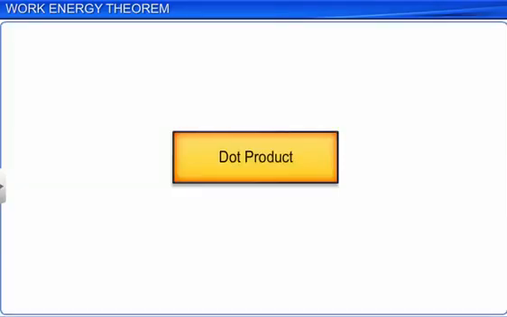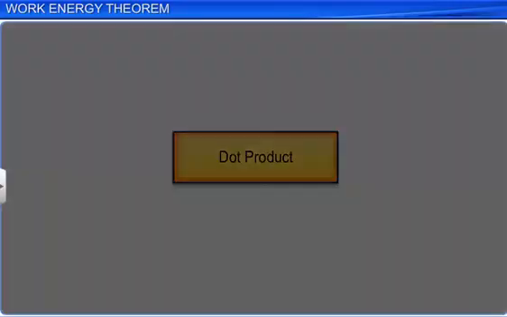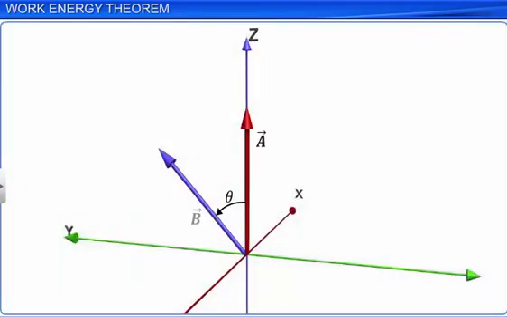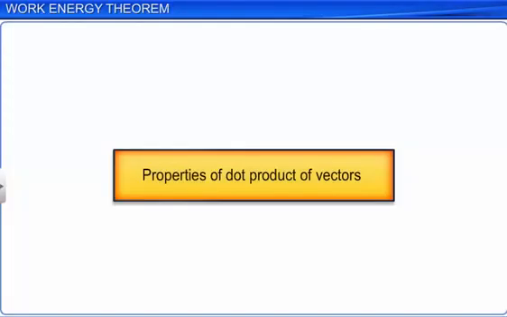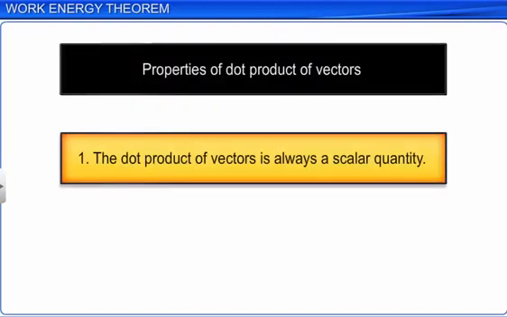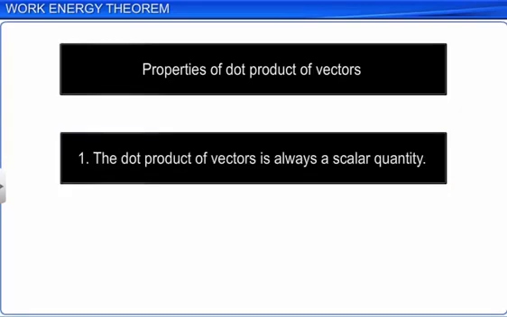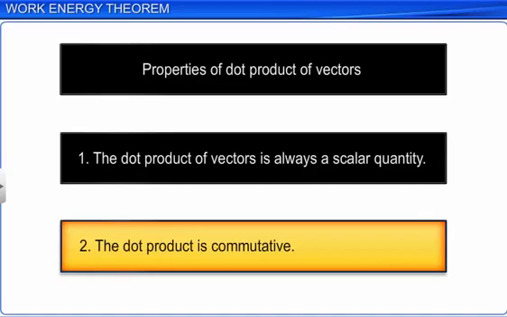Now let's understand dot product in detail. The dot product of two vectors A and B is equal to the product of the magnitude of the two vectors and the cosine of the angle between the two vectors. The result of a dot product is always a scalar. Now, let's see some properties of the dot product of vectors. 1. The dot product of vectors is always a scalar quantity. 2. The dot product is commutative.